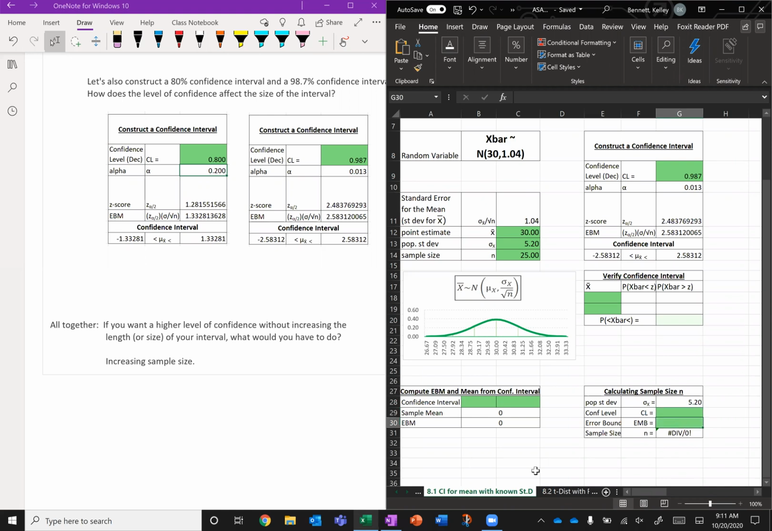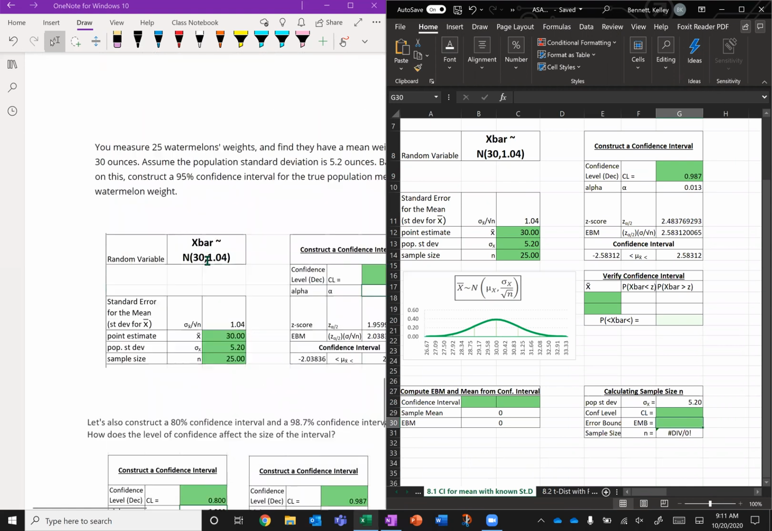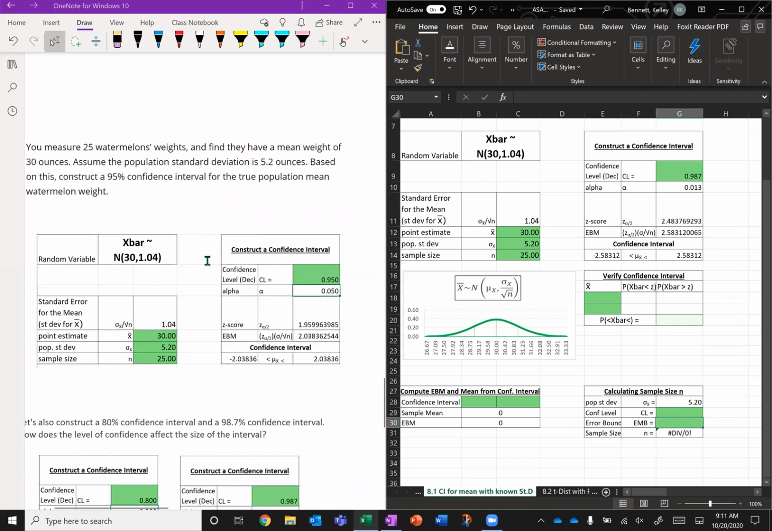If I want to be within, what is this? Watermelons? If I want to be within 1 ounce of the mean, right? That's my error bound, 1. But I still want to have, let's say, a 90% confidence level. I would have had to get 74 watermelons. If I wanted to have a 99% confidence interval, I would have needed 180 watermelons.